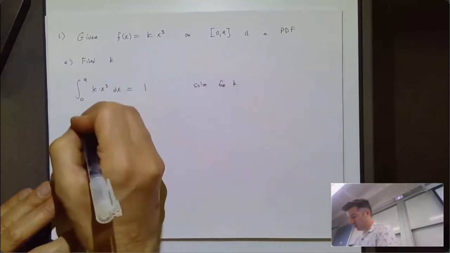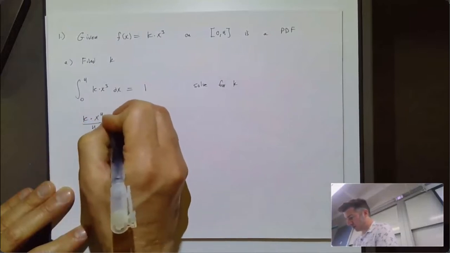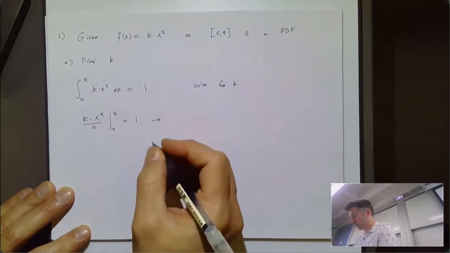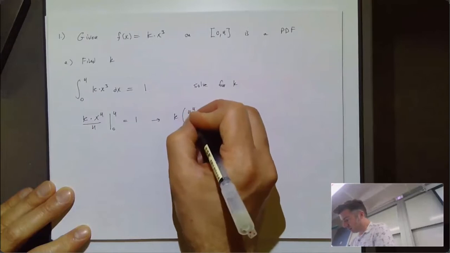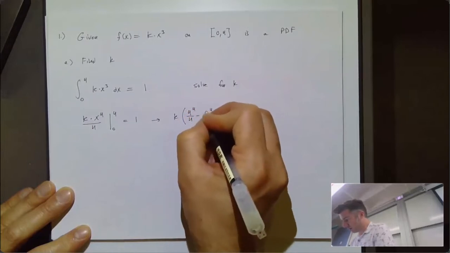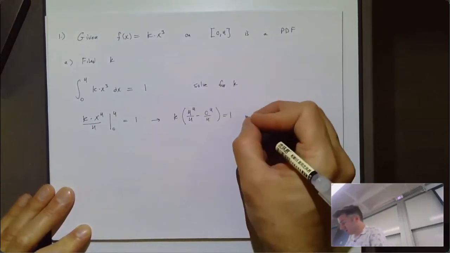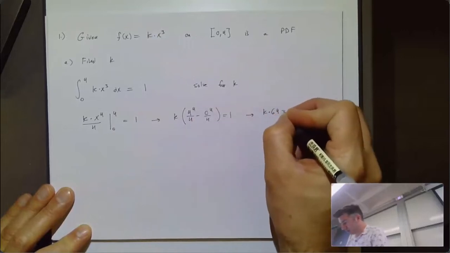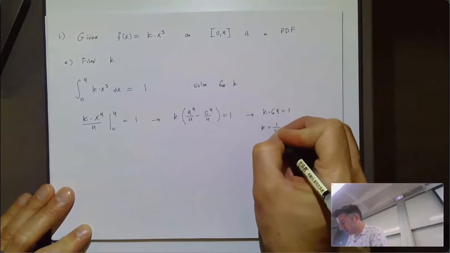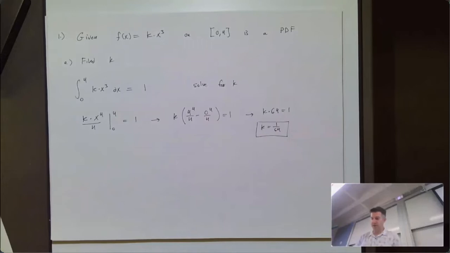So pretty straightforward. We're going to get k times x to the 4th over 4 from 0 to 4 equals 1. We're going to plug in and get k times 4 to the 4th over 4 minus 0 to the 4th over 4 equal to 1. So it looks like we're going to get that k times 4 cubed, or k times 64, equals 1. So k equals 1 over 64. Sometimes the numbers are worse, sometimes they're better, but usually it's not too terrible.